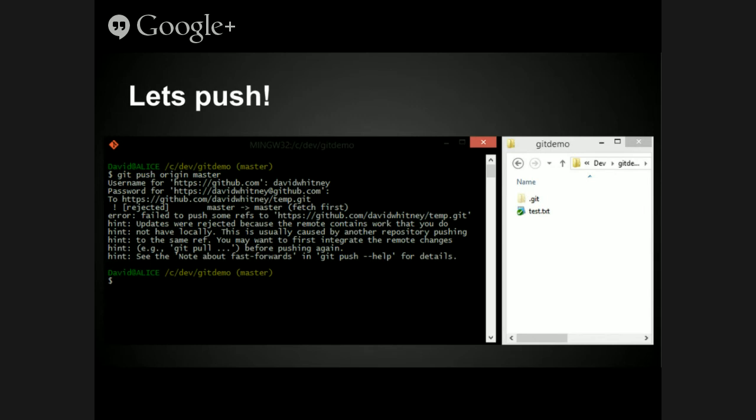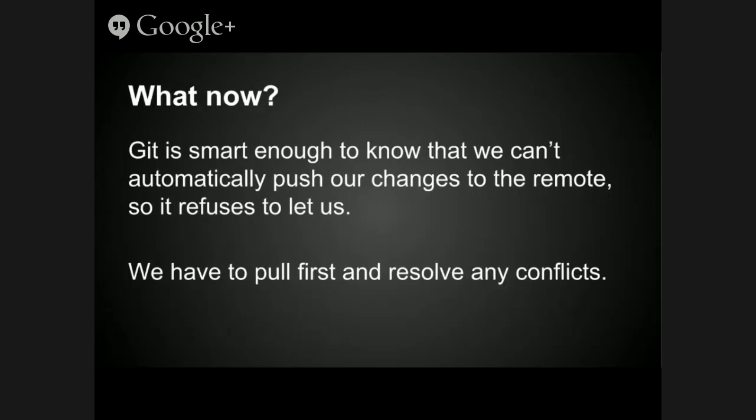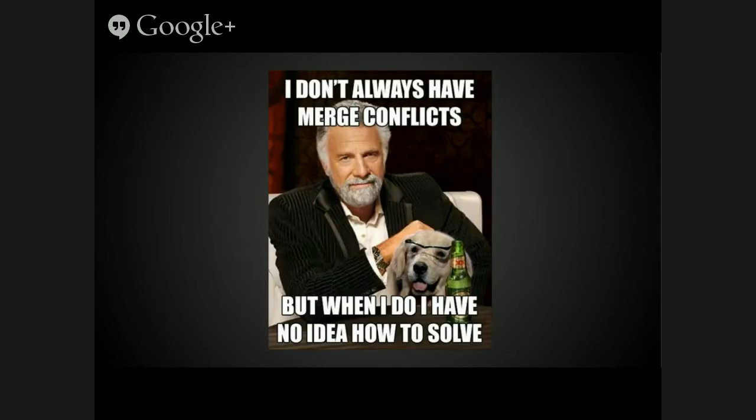The nice thing about it is that Git told you exactly what to do to fix your problem here. So it kind of does help you out on the way. It's a little bit verbose about it, and sometimes you get hit by a wall of text that you've got to read before it makes any sense, but it will. Okay, great. So Git is smart enough to know we can't automatically push our changes, so it won't let us. I always have merge conflicts, but when I do, I've got no idea what to do.